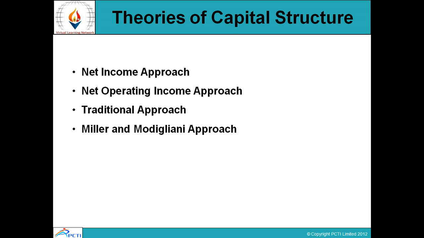As a result, the net income I am talking about is the final income I have in hand. So the net income approach is suggested by whom? It is an approach suggested by Durand. And what is his view? His view is that the capital structure decision is relevant to the valuation of the firm.